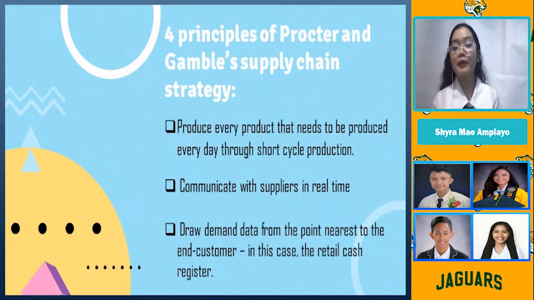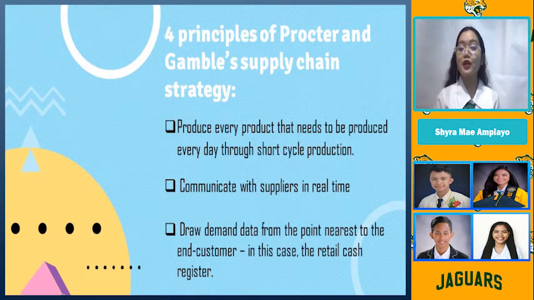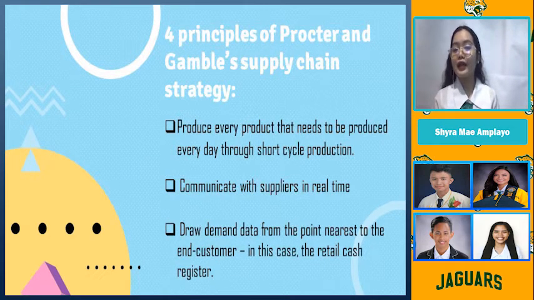Third is to draw demand data from the point nearest to the end customer, in this case, the retail cash register. A retail cash register logs transactions that occur in stores, creating a record of the money coming in and going out. It can also calculate and add taxes, generate receipts, and offer basic sales tracking.